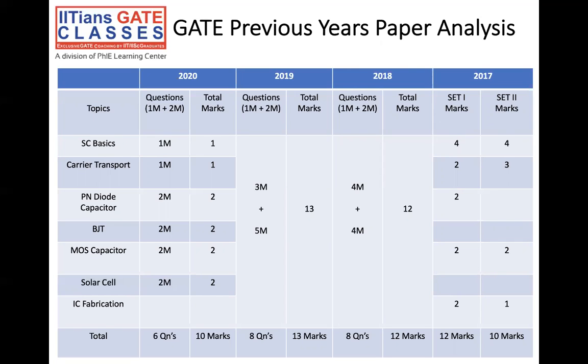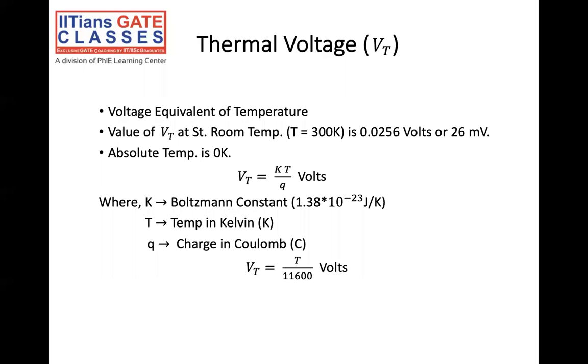electronic devices and circuits. So in this, first of all, I'll take the thermal voltage. It is nothing but the voltage equivalent to the temperature. It is represented by Vt. At room temperature, which is T equal to 300 Kelvin, its value is 0.0256 volt, or it is nearly equal to 26 millivolt. We should remember this. Sometimes in the exam, they will not give its value. So at room temperature, we can use this value, 26 millivolt.